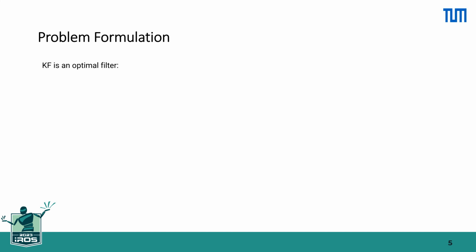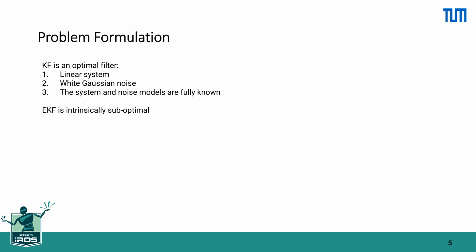Kalman filter is an optimal filter for linear systems with white Gaussian noise when the system, as well as noise information, are precisely modeled. On the other hand, the extended Kalman filter is intrinsically suboptimal. The filter performance further degrades when either the system model or the noise information is poor. We mainly focus on the imperfection in the noise covariance that is provided to the filter.